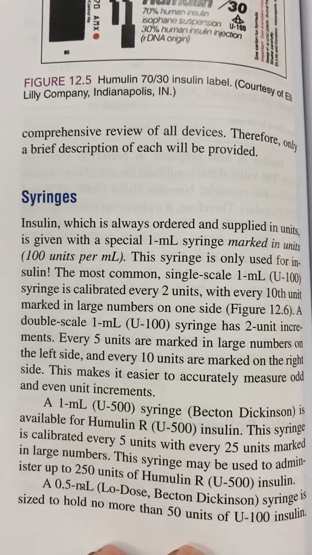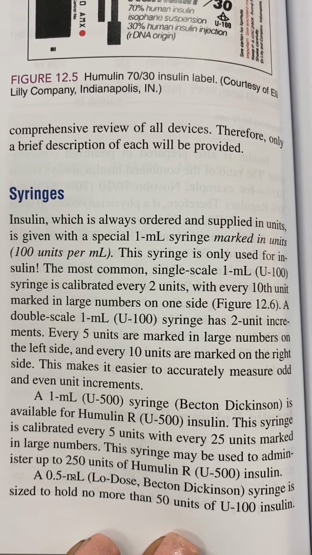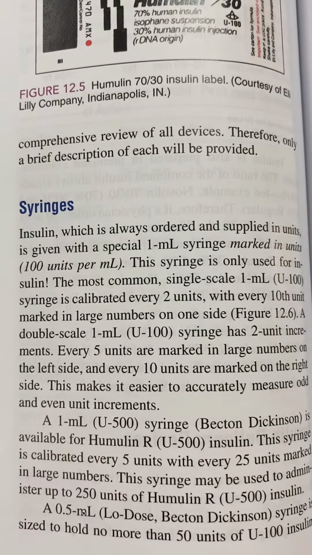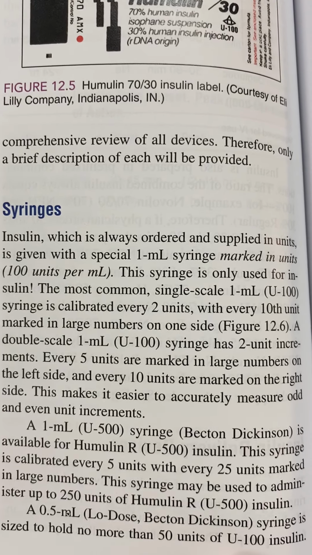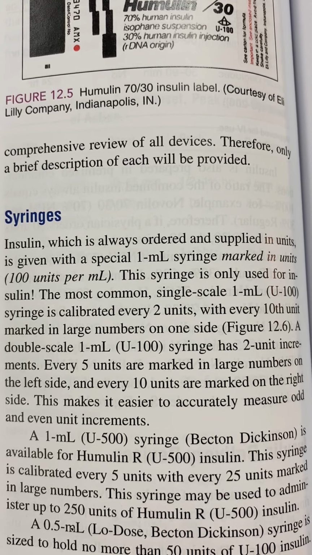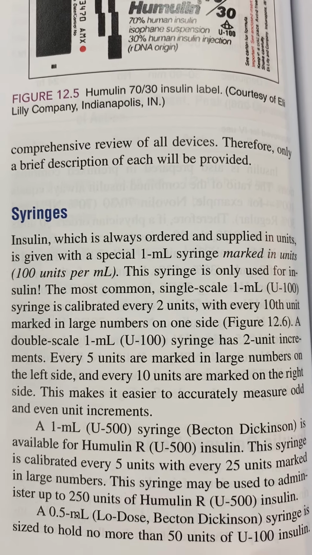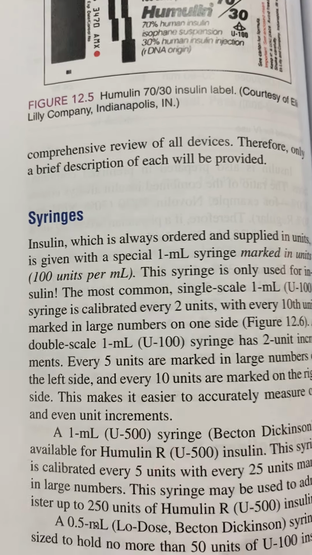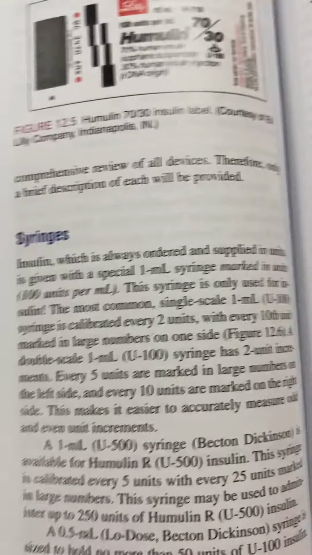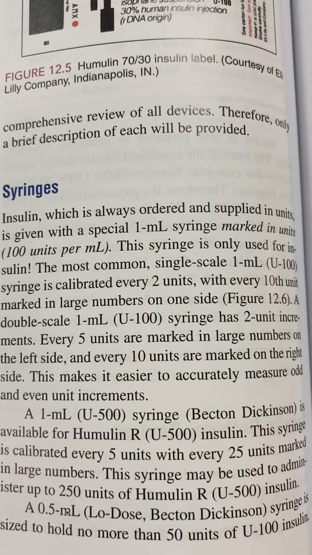Okay. They have the different syringes, and that is crucial. I want you to know the most common single scale 1 milliliter is the U100 syringe, which is calibrated every 2 units: 2, 4, 6, 8, 10, 12, every 2 units, with every 10th unit marked in large numbers on one side. So I know you're going to read through your text and you'll know the differences in the syringe.